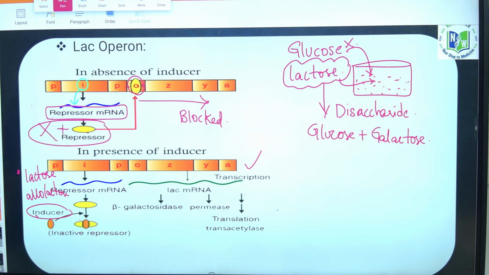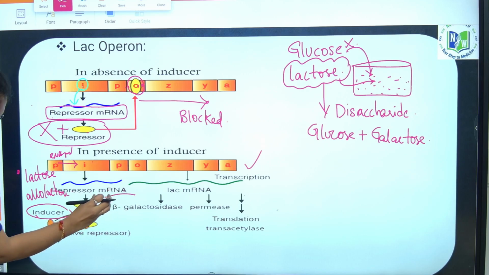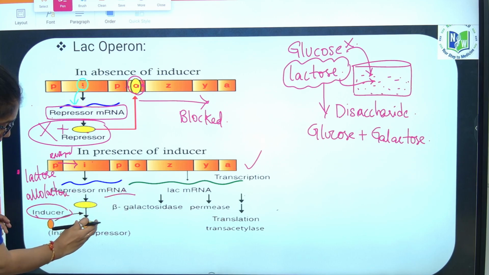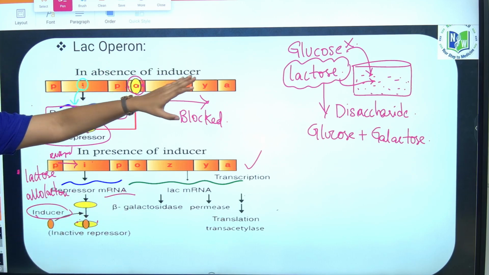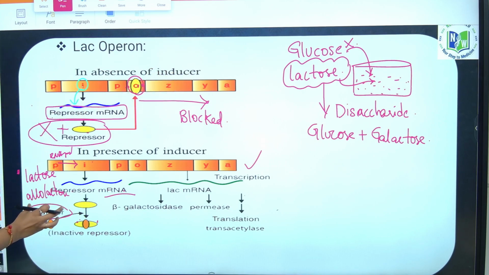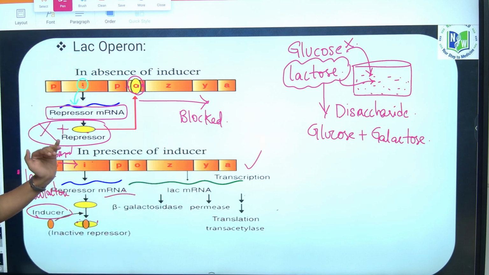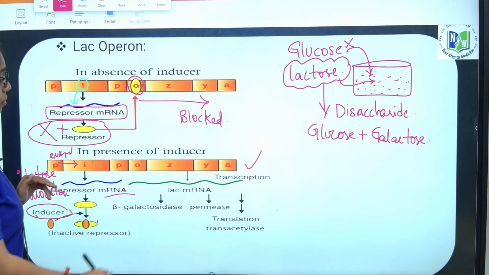What is positive gene regulation? If you look here, RNA polymerase binds to the promoter, then the I gene will release the mRNA for the repressor. When lactose is present, the inducer comes and binds to this repressor, either in the form of lactose or allolactose. Then the gene expression starts. How it is starting, you see.